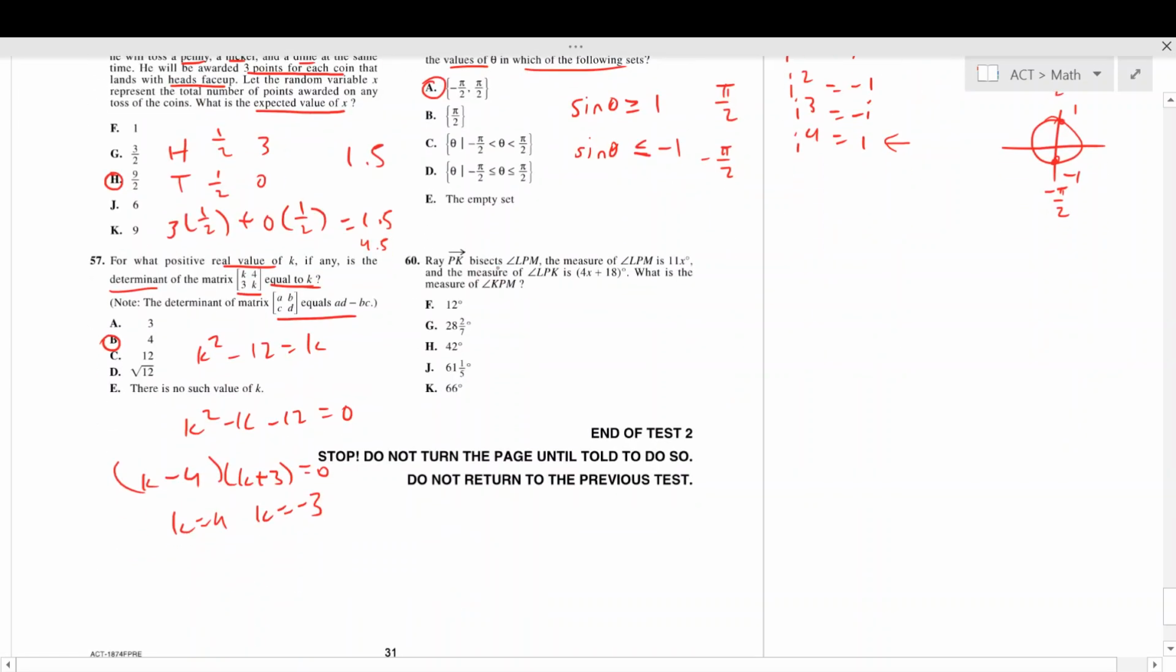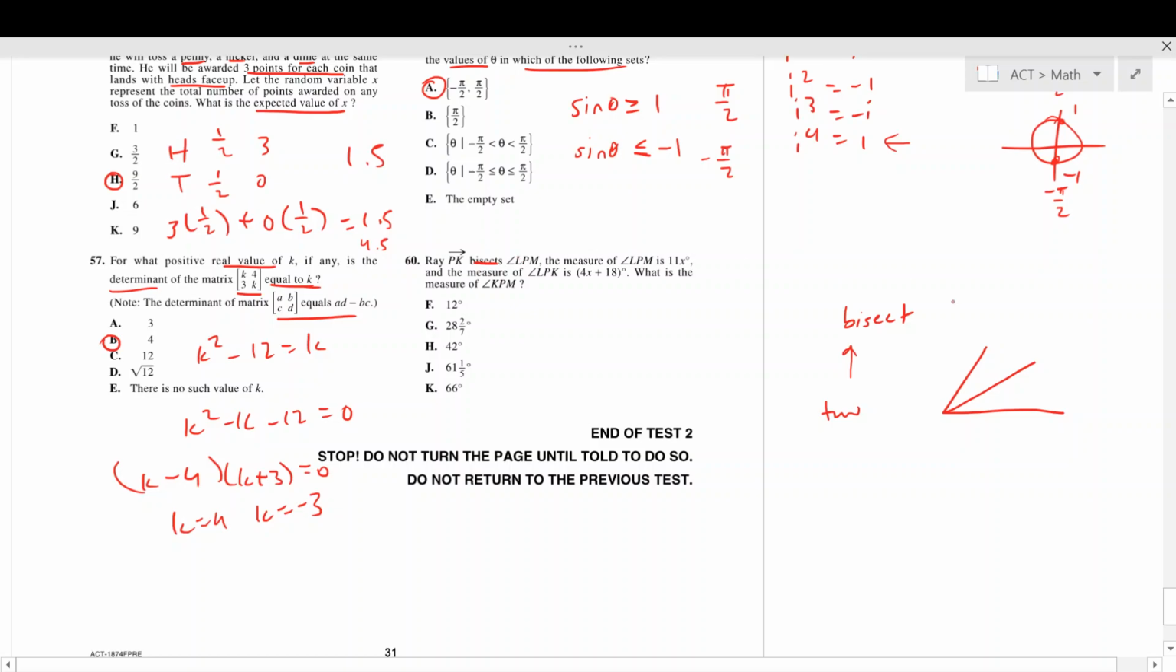And the last question. Ray PK bisects LPM. LPM is 11x degrees, and LPK is 4x plus 18 degrees. What is the measure of KPM? So what does bisect mean? Bisect means the word bi, the prefix bi means 2. So bisect means to separate into half. So perfectly separate into half, right?